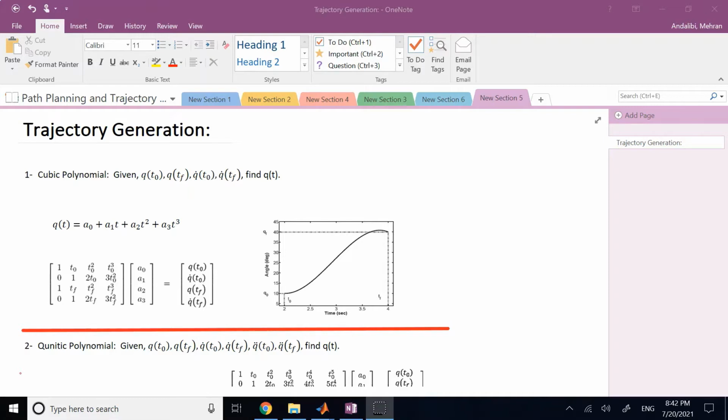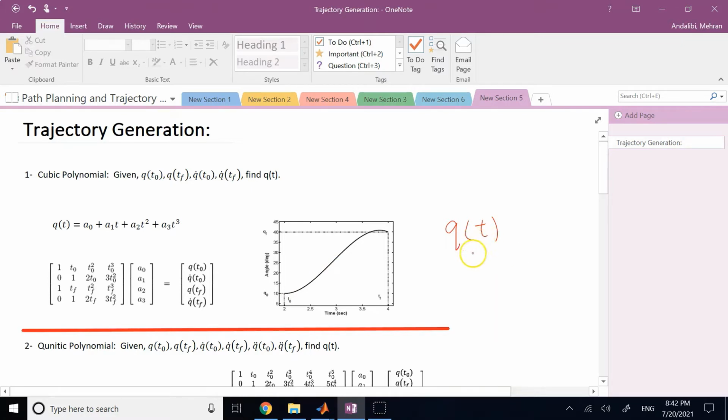So all you had was the endpoints, just the endpoint Q, Q0 and Q final. That's all you had. How Q changes versus time was not discussed in path planning, and that is the topic of trajectory generation. So in trajectory generation, I want to find Q as a function of time. What kind of time function should I choose for Q if I only know the endpoints?